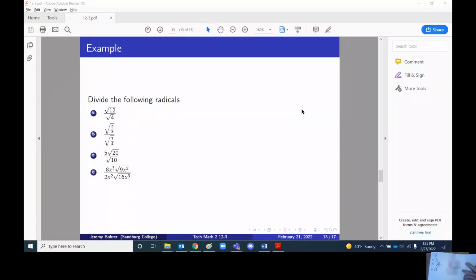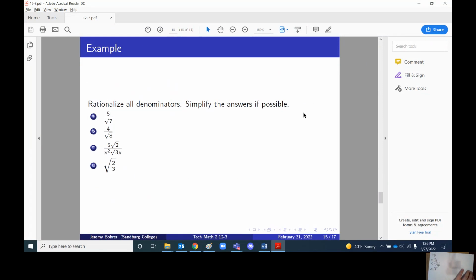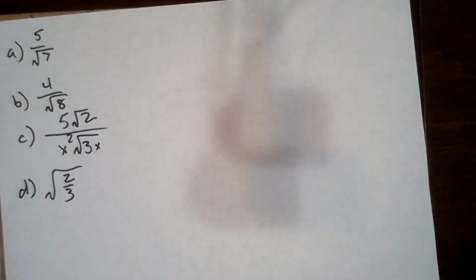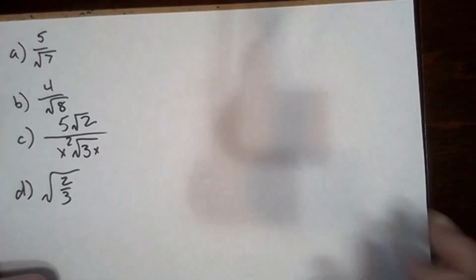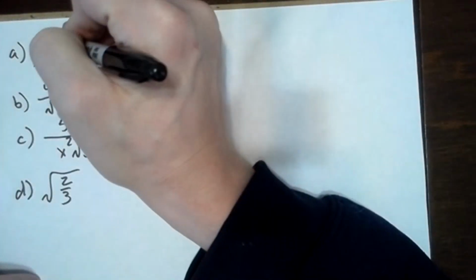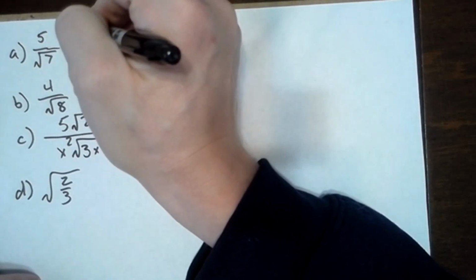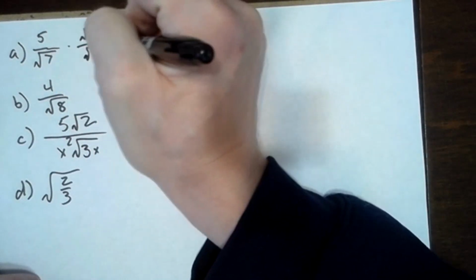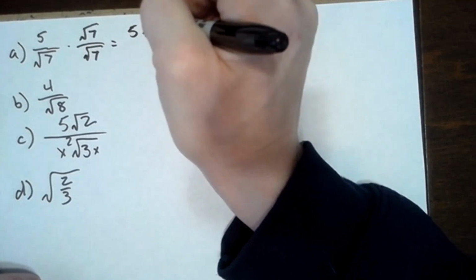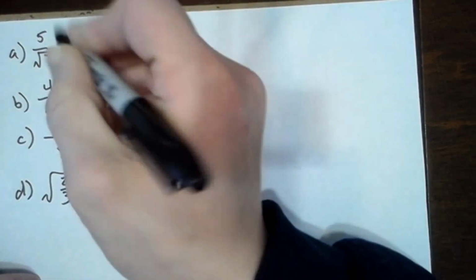In the next set of problems, we are supposed to rationalize the denominators here. Okay, so here we've got 5 divided by the square root of 7. So to rationalize the denominator, we multiply this by the square root of 7 over the square root of 7. That gives us 5 times the square root of 7 divided by 7.